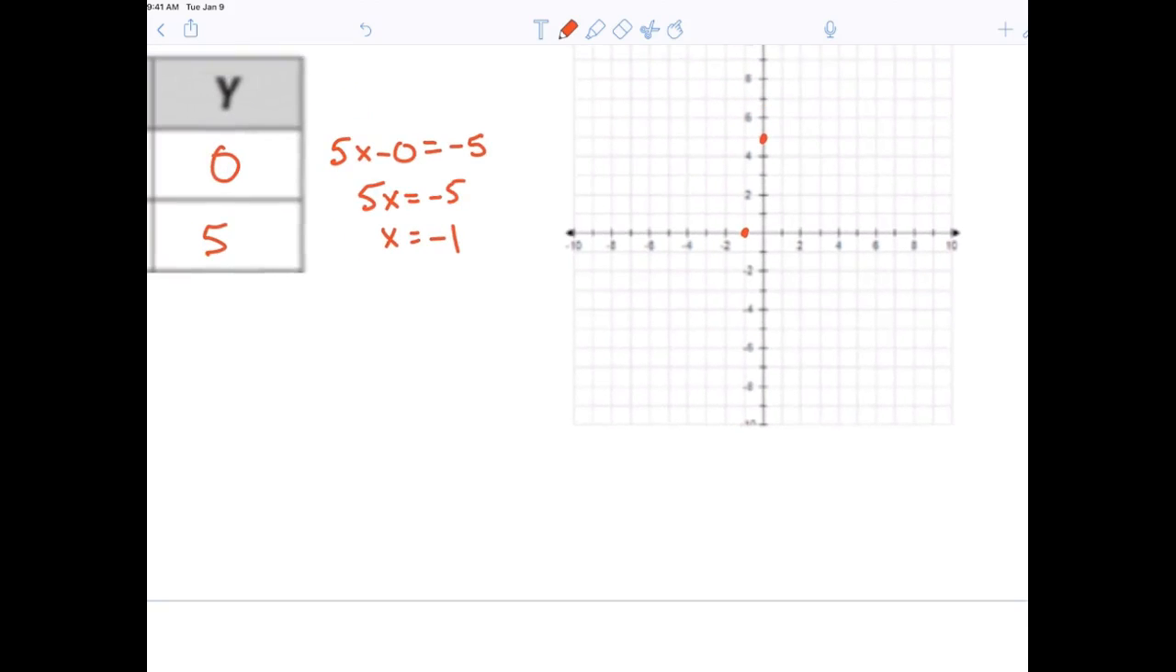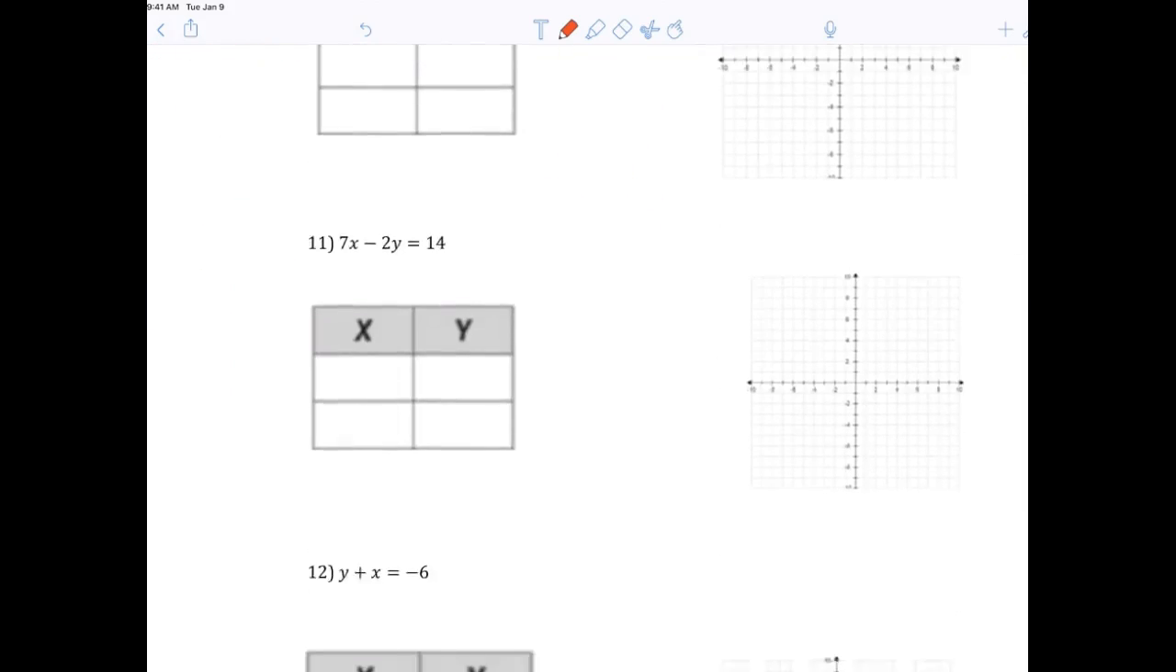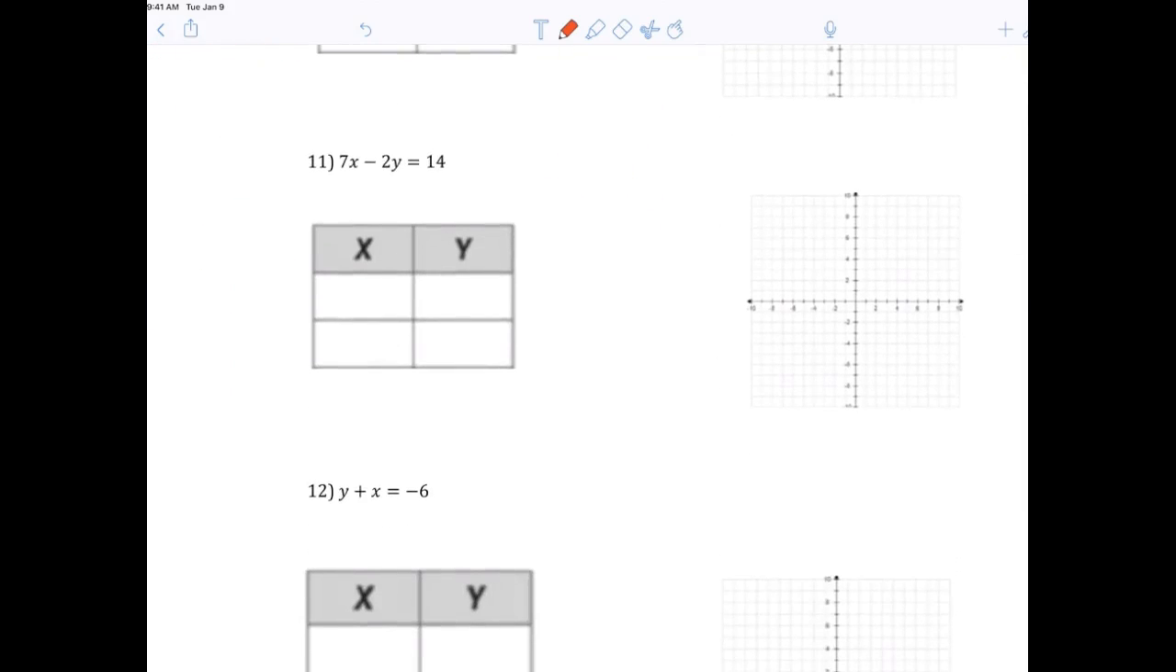And now here we go. Everybody okay with that? Move on. Number 11. 0 in for y, 0 in for x. All right, you should be getting better at it now.